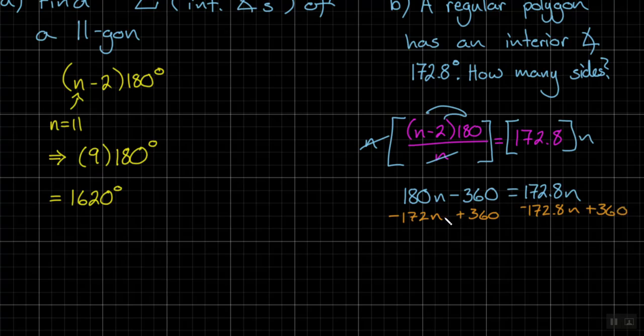And that's 172.8, right? Okay, so that looks like what, 7.2n? 7.2n must be equal to 360. We are one step away. If I wanted to finally get this to solve for n, the number of sides, what's the last little thing we have to do? Divide by 7.2. And I think that this winds up being 50.